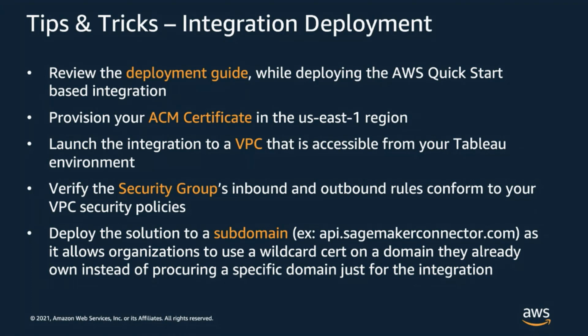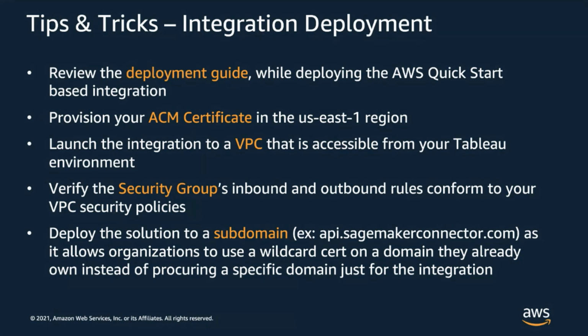So now that we've deployed the integration, I want to call out a few tips and tricks that will make this process easier for you as you get started with Amazon SageMaker for Tableau. Before launching the quick start, review the deployment guide so that you ensure that you have all of the necessary prerequisites and understanding of the services that are going to be deployed. A quick tip that will help you from getting stopped in the deployment process is to make sure that you provision your ACM certificate in the US East 1 region, and make sure that you launch the integration into a VPC that is accessible from your Tableau environment and is able to access your SageMaker environment.